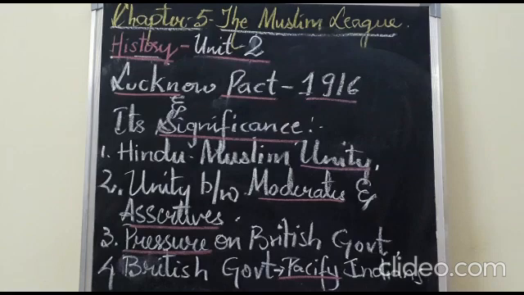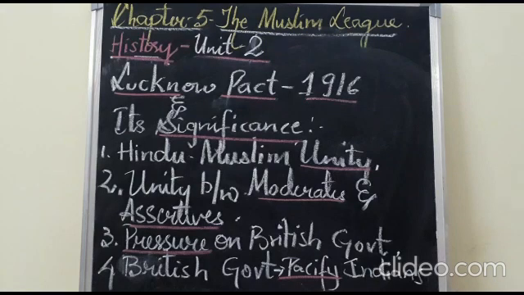The next one, the pressure on the British government. The unity between Congress and the League, and between the early nationalists and the assertives, became a threat to the British government of India. The government now had no excuses for delaying political or constitutional reforms.